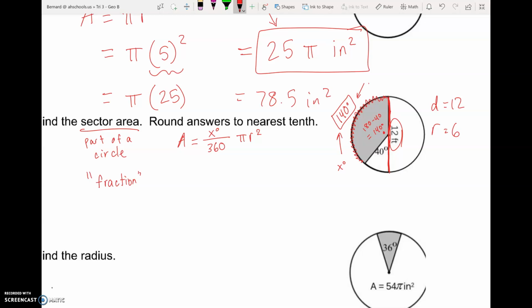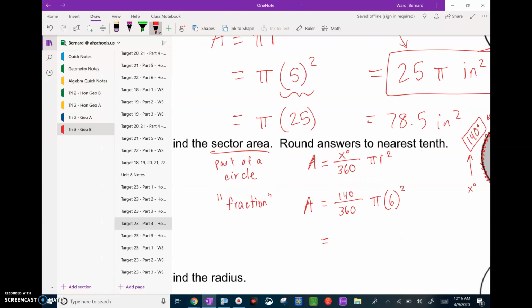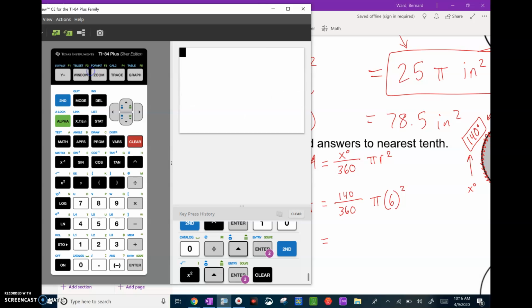We need to plug the 140 into the x degree measure and then 6 into the radius spot. And so our area will equal 140 divided by 360 times pi times 6 squared. And we just want to type that into our calculator, and I'll do it with you so we can talk about this fraction. Remember, it's not too tough, but we've got to put that fraction in parentheses.